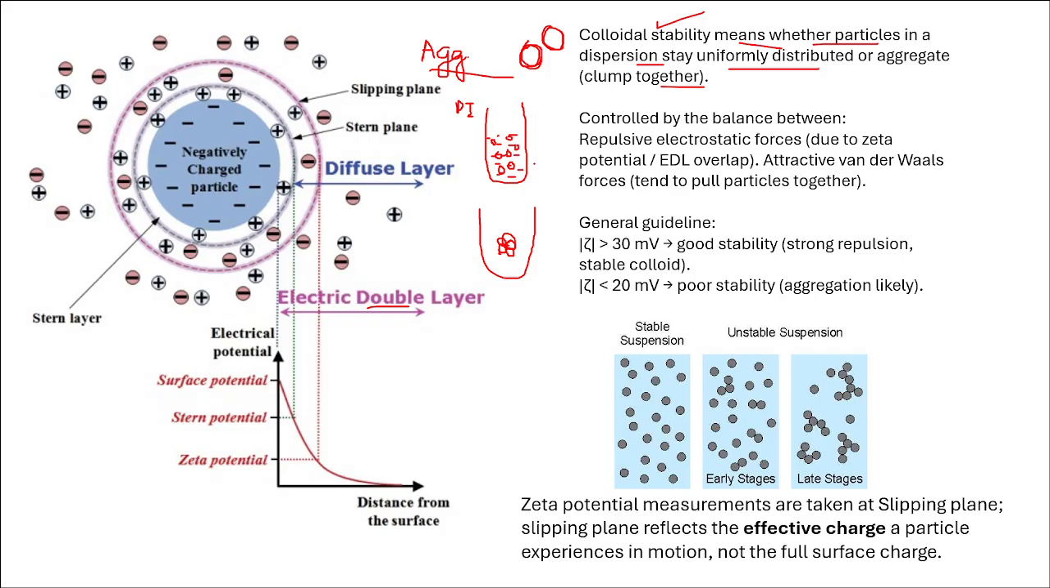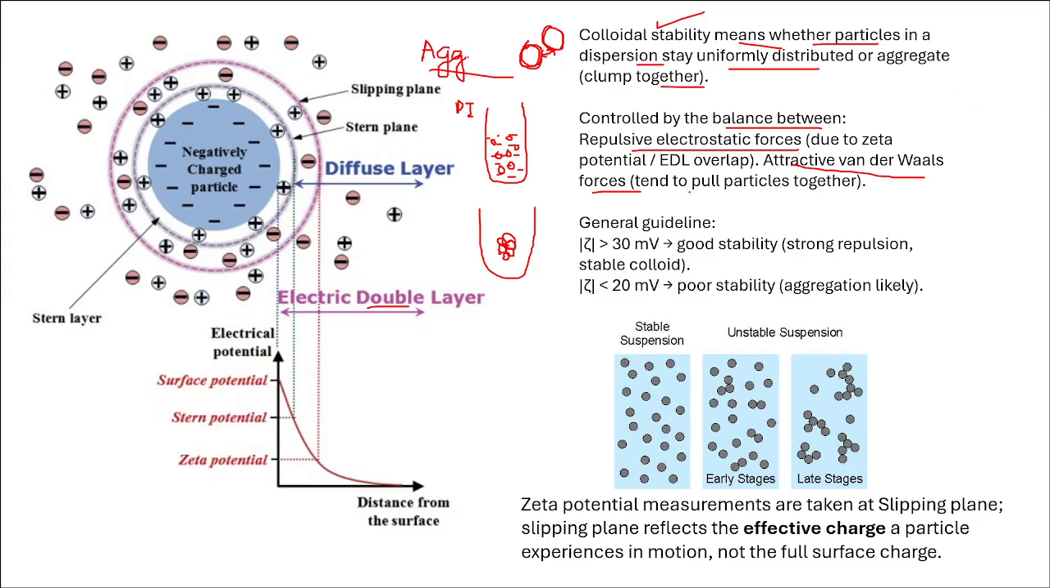As you can see in this image, the particles are uniformly distributed, but here you can see that they are clumping together. Stability is controlled by the balance between repulsive electrostatic forces and attractive van der Waals forces, which tend to pull particles together. So what do we want? We want there to be enough repulsive forces between these particles, because if there are enough repulsive forces, they will not come together and clump.